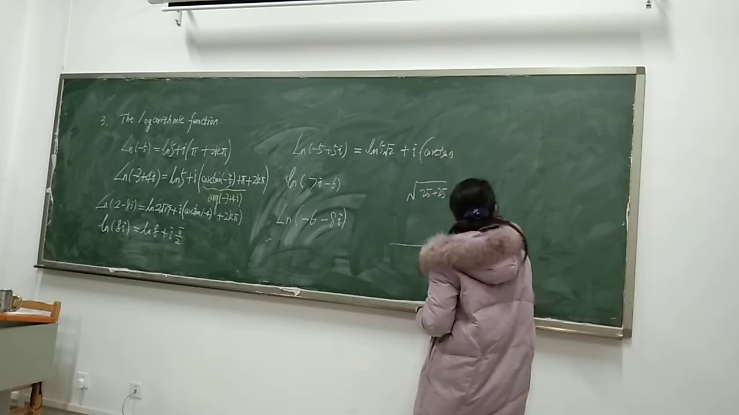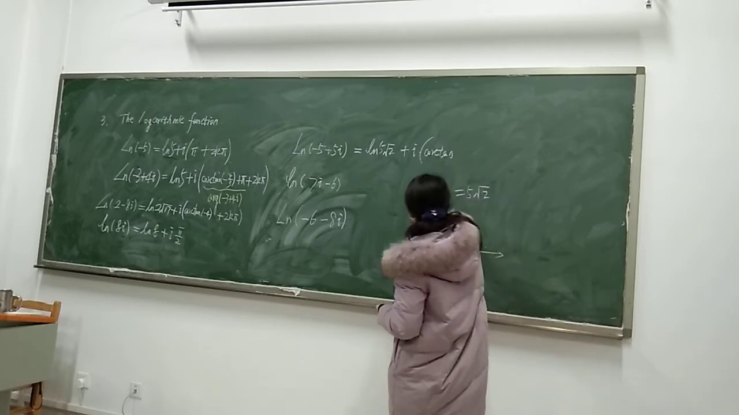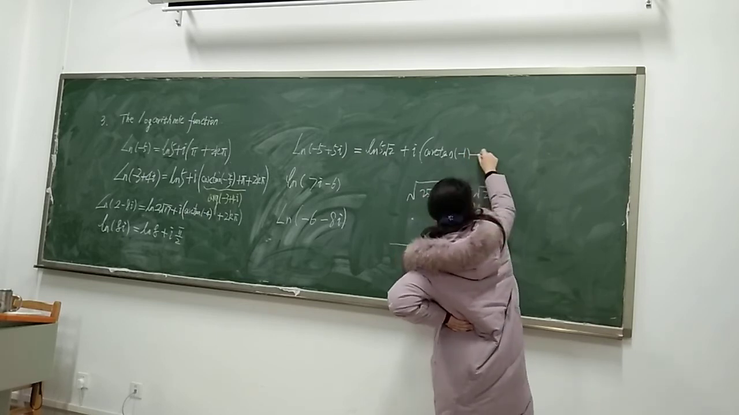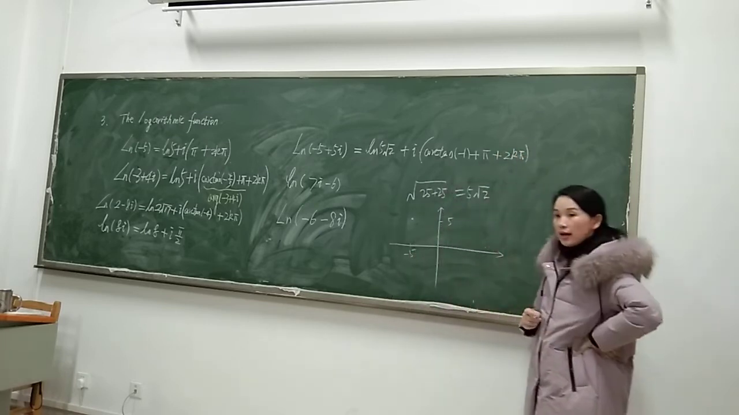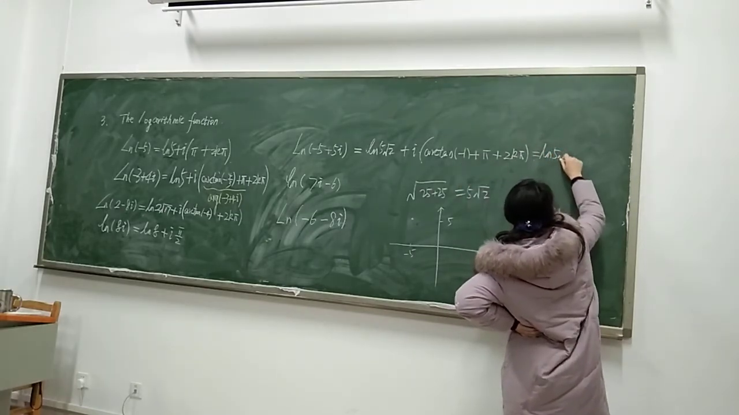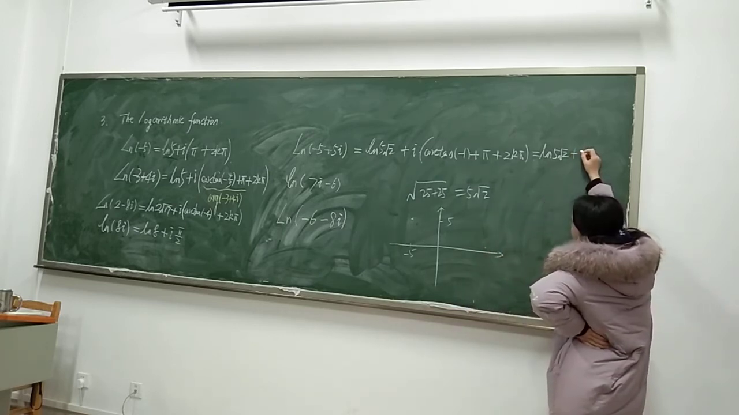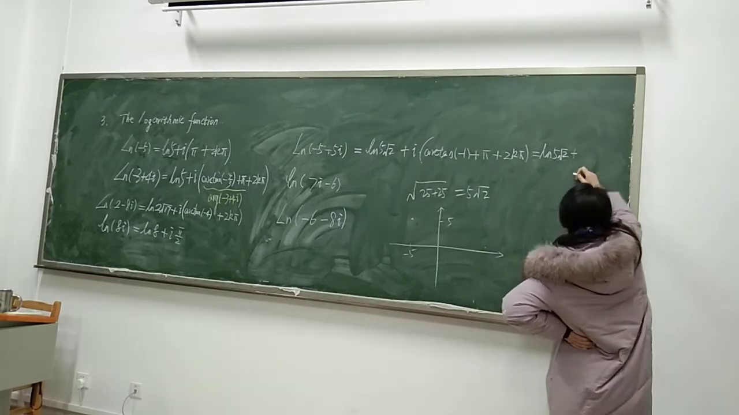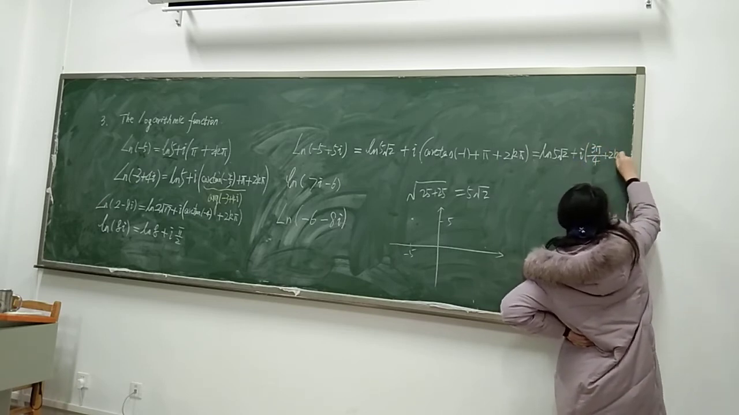This is minus 5 here. Arctangent minus 1. This is the second quadrant, so you need plus pi. Then plus 2k pi. And arctangent negative 1, you can also write negative pi over 4. Then 3 pi over 4 plus 2k pi.